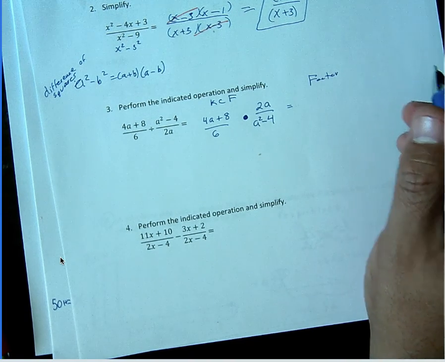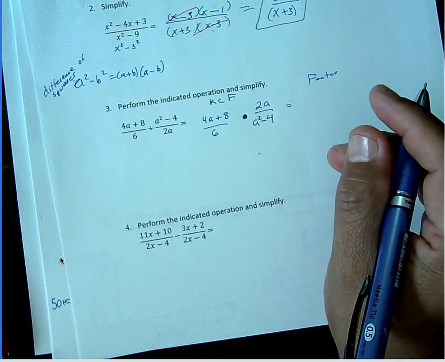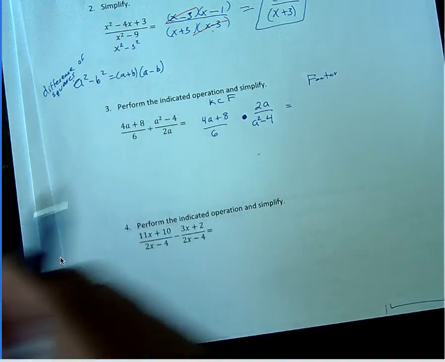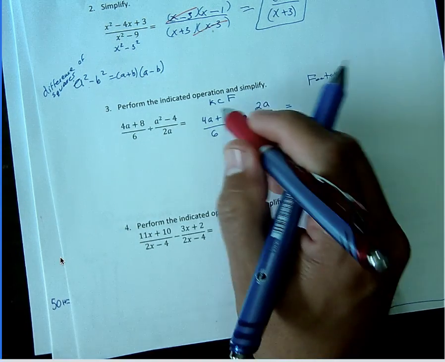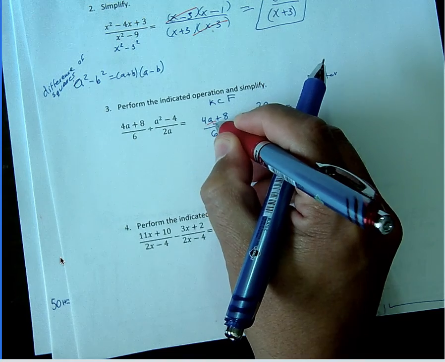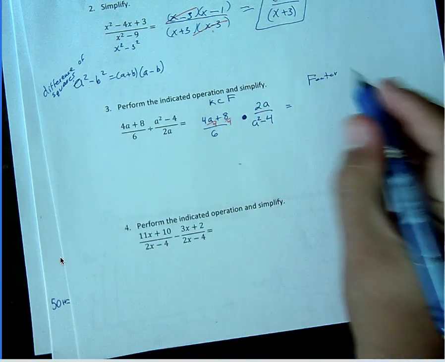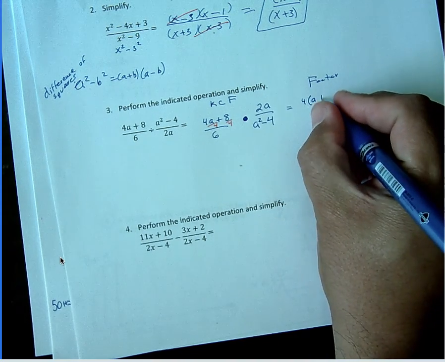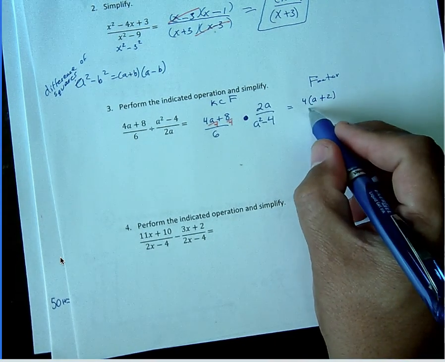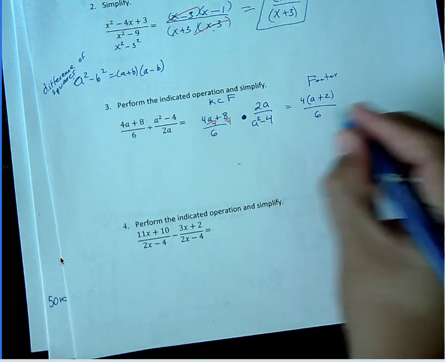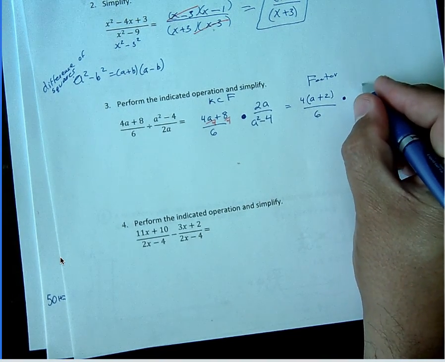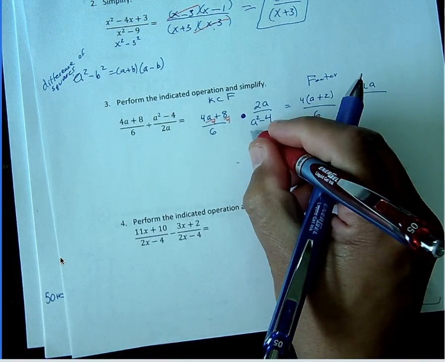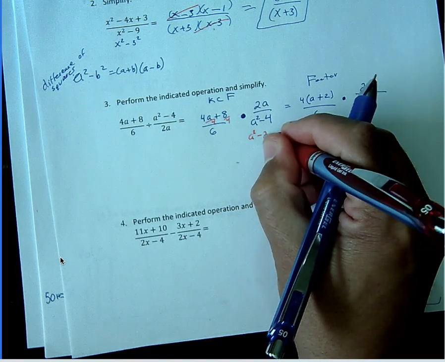GCF is just factoring. It's called GCF, but it's also factoring. So we can GCF stuff and factor. We can actually GCF this. We can GCF 4 from here. So 4 times a plus 2 over the 6, times 2a, and then that is again the difference of squares. A squared minus 2 squared.